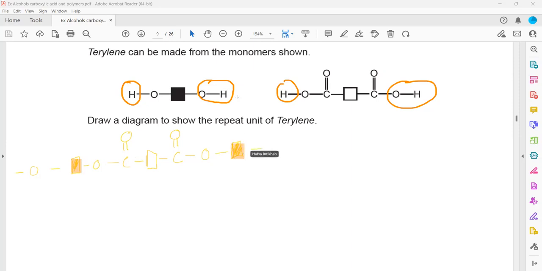Yeah, this is a shaded one. Then OC double bonded with O, then this box. And then C double bonded with O. And put a line at the end.